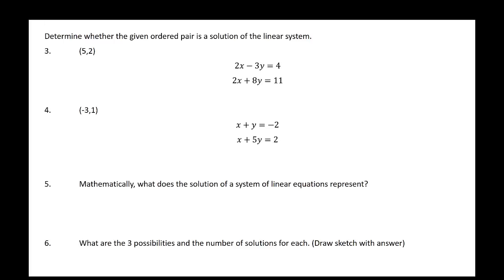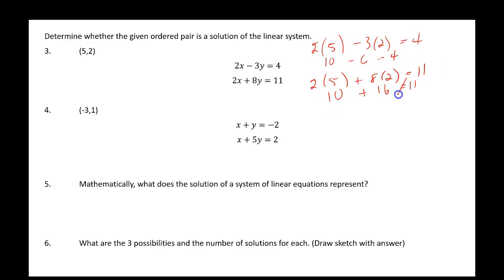Okay, moving on. Determine whether the given ordered pair is a solution to this linear system. Well, you have to just plug it in. You have to substitute. 2 times the x of 5 minus 3 times 2. Does that equal 4? Let's see. 10 minus 6 equals 4. Well, that one works, but let's try the second one. 2 times 5 plus 8 times 2 equals 11. Does that work? This is 10 plus 16 equals 11. Nope, that doesn't work.